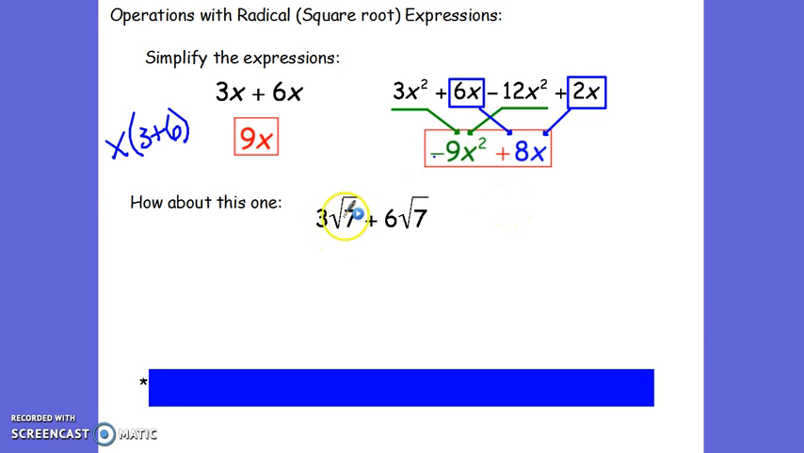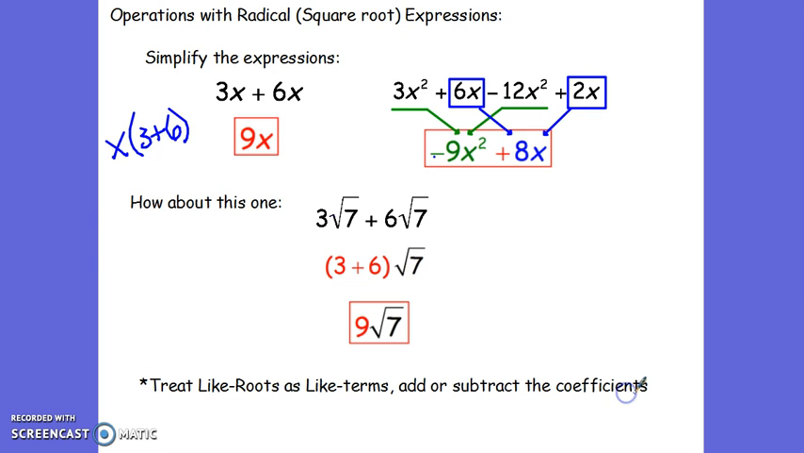Well, if we consider root 7 to be similar to that x in the first example, again, we can take that root 7 and factor it out, which leaves us with a 3 and a 6, essentially saying we've got 3 root 7s plus 6 root 7s, which gives us 9 root 7s. We just need to treat our square root as a like term. What's required is that it's the same type of root, they're both square roots, and it's the same radicand, or the same number underneath. We've got a 7 in the first one and a 7 in the second one.